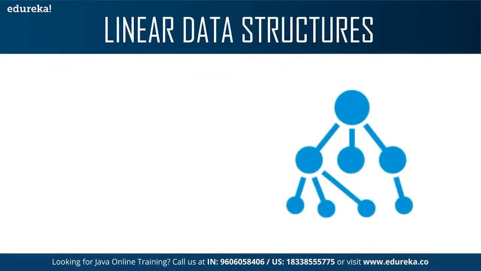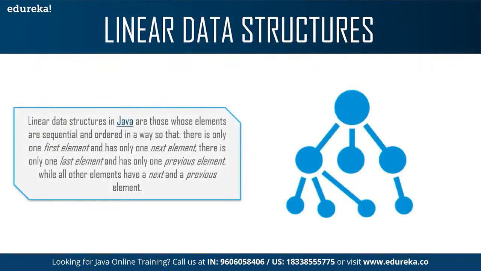So what are linear data structures? Linear data structures are those whose elements are sequential and ordered in a way so that there is only one first element and it has only one next element. There is only one last element and it has no next element, while all the other elements have a next and a previous element. Like you can have only one first element and a next element, and there is only one last element, but it has only one previous element.